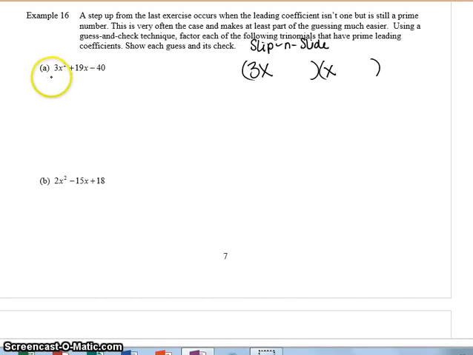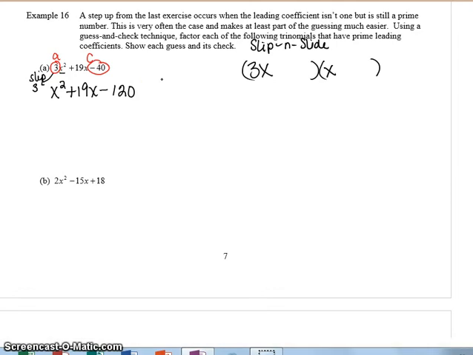All right, so what you do, you slide out the 3. So you slip out the 3. So I slip out the 3, and then I just copy down x squared, and I copy down plus 19x. But the very last term has to be my a times my c. Okay, that's a, that's c in standard form. So I multiply those together, and 3 times negative 40 is going to be negative 120. Now this becomes an easier trinomial to factor, just like we factored in example 15.